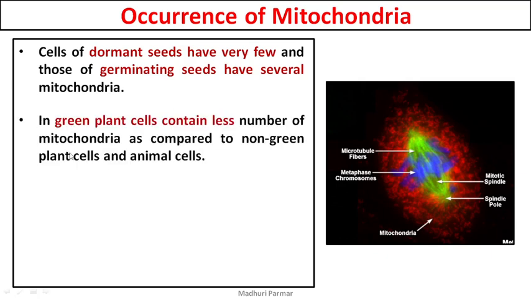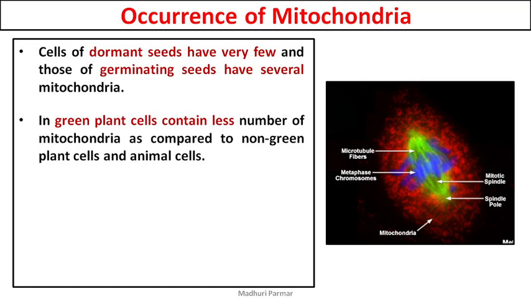In green plant cells, the number of mitochondria is mostly less compared to animal cells or non-green plant cells. Normally, when you say green plant cell, think about the chlorenchyma or the cells you find in leaves or green colored stem. But now think of the cells from the root, or maybe even cells from flowers and fruits. These cells will not have chloroplast.